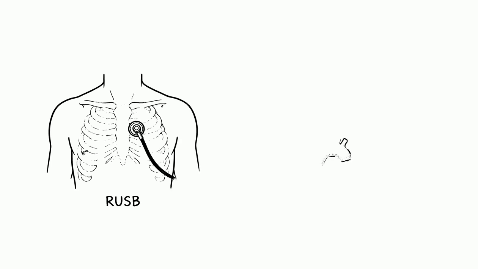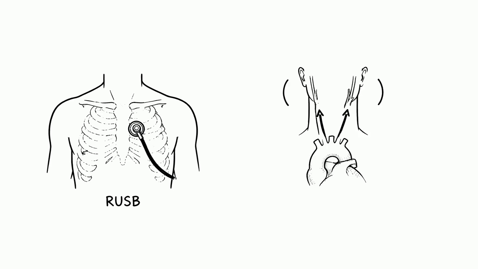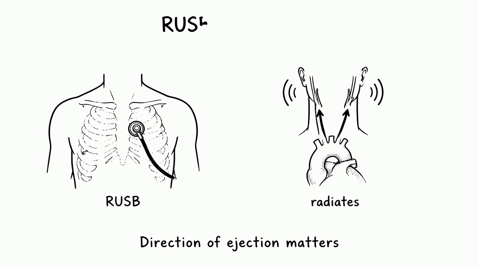Murmur location also follows from anatomy and flow direction. It is loudest at the right upper sternal border. It radiates to the carotids because turbulence travels with blood. The stem is describing the path of high-velocity ejection.